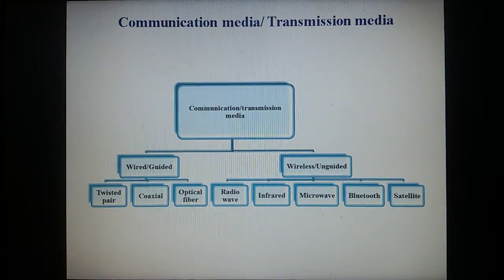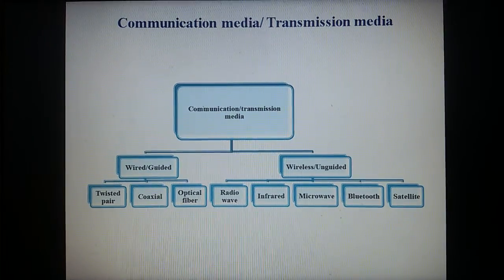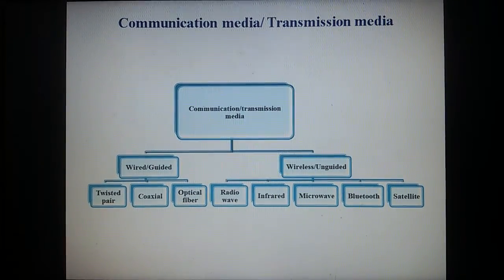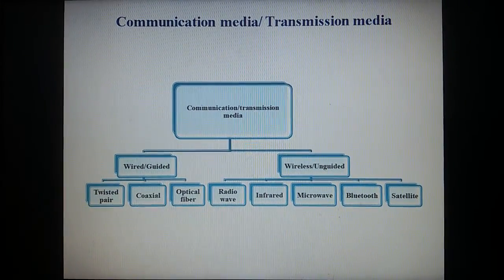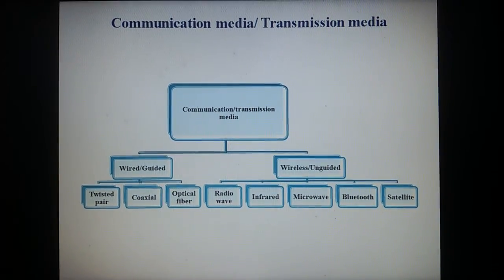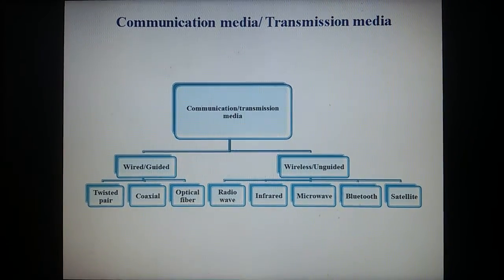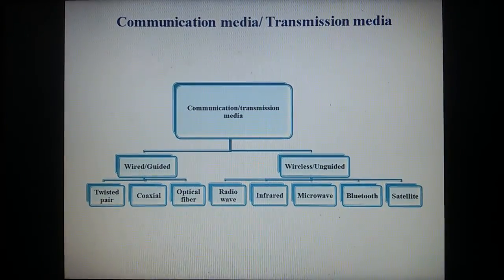Communication or transmission media is divided into two types, wired and wireless media. Inside wired media, there are three types: twisted pair cabling, coaxial cabling, and optical fiber cabling. Wireless media is further categorized into five types, that is radio wave, infrared, microwave, Bluetooth, and satellite.